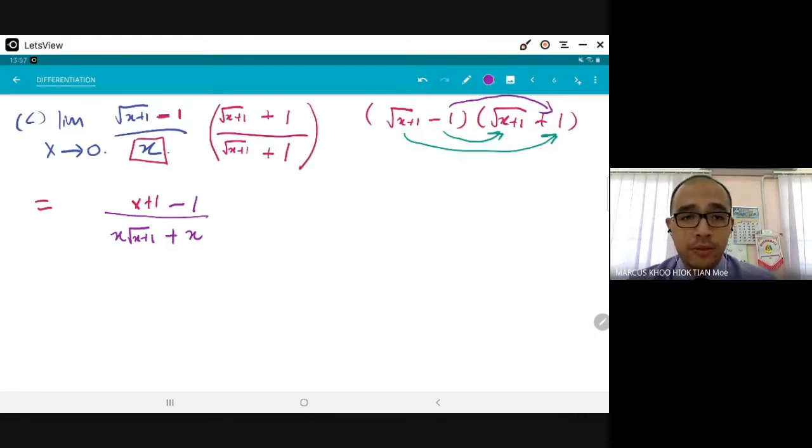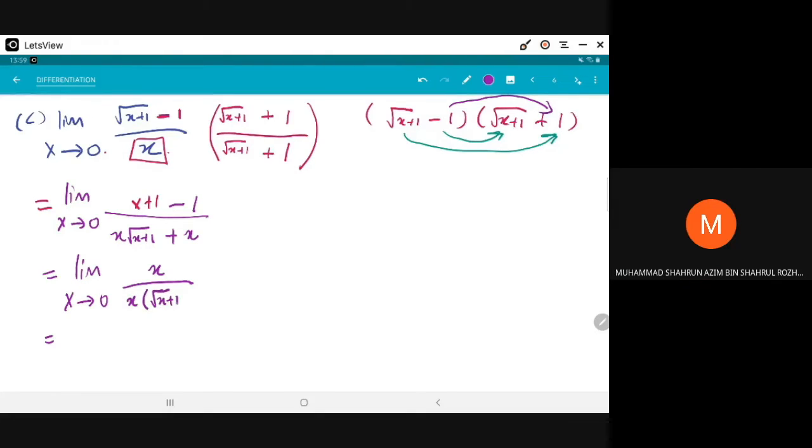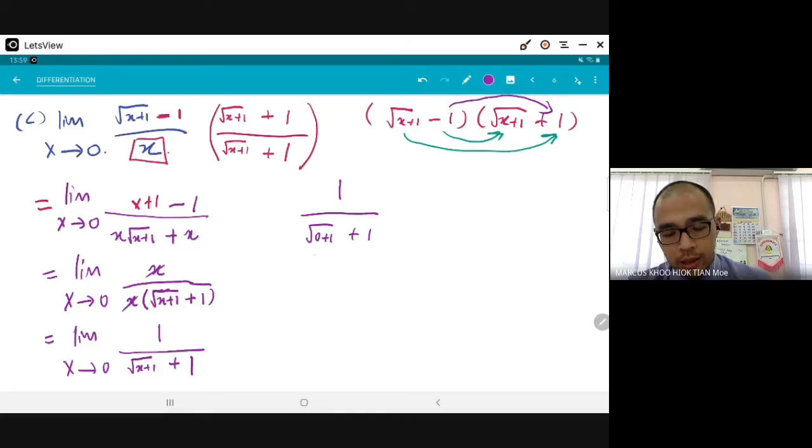Actually you can even leave it down there if you want, but that doesn't matter. So let me simplify this. The x on top cancels with the x at the bottom, and after that, square root of x plus 1 plus 1. Turn off the mic, please. Limit of x approaching 0. This one can get changed. So you get 1 over square root of x plus 1 plus 1. So when x equals 0, you get 1 over square root of 0 plus 1 plus 1. And you finally get the answer 1 over 2.